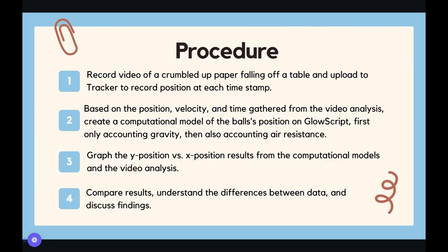For our procedure, we first recorded a video of a crumpled up paper falling off a table and uploaded it to Tracker to record position at each timestamp. Then, based on the position, velocity, and time gathered from the video analysis, we created a computational model of the ball's position in GlowScript, first accounting only for gravity and then also accounting for air resistance. Then we graphed the Y position versus X position results from the computational models and the video analysis to compare results, understand the difference between the data, and discuss findings.